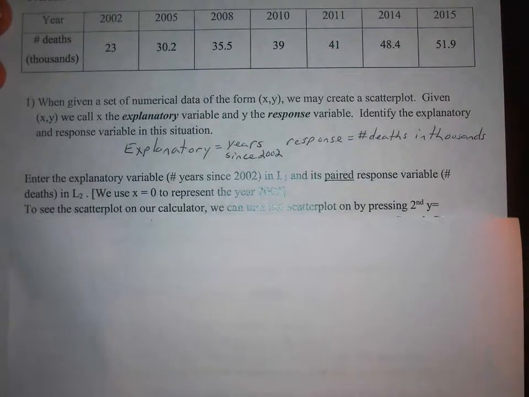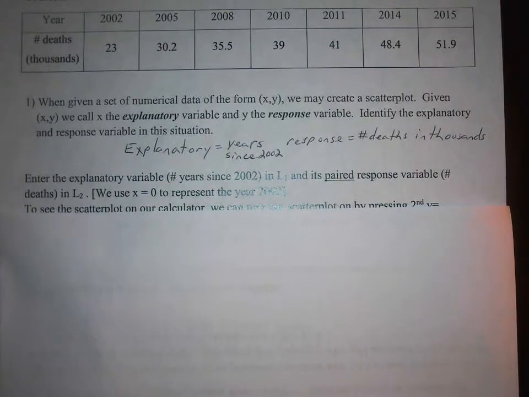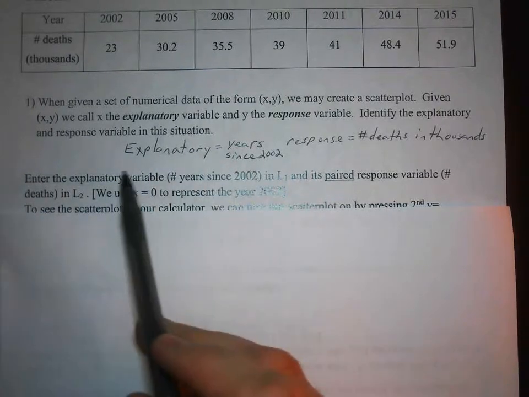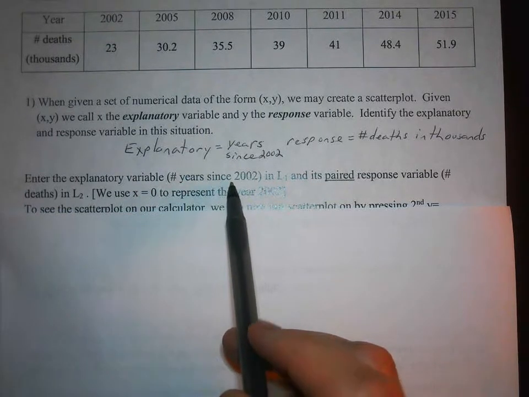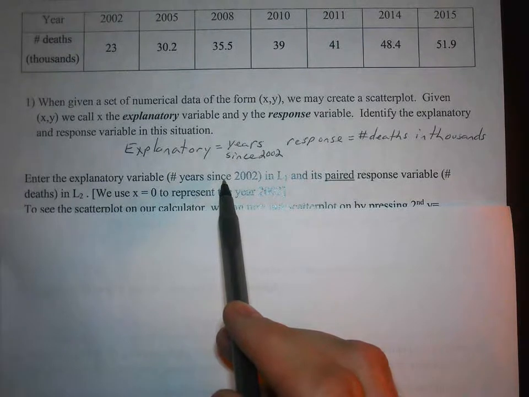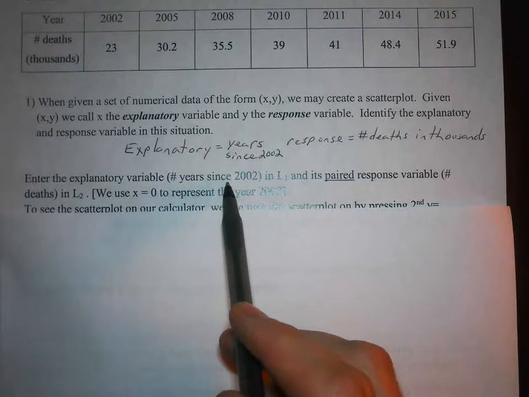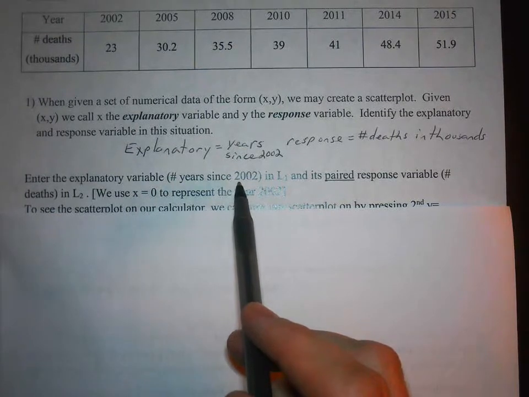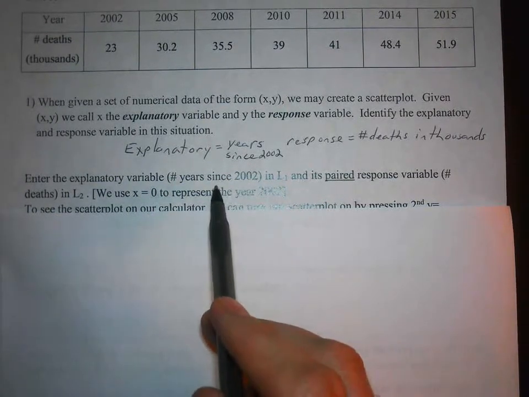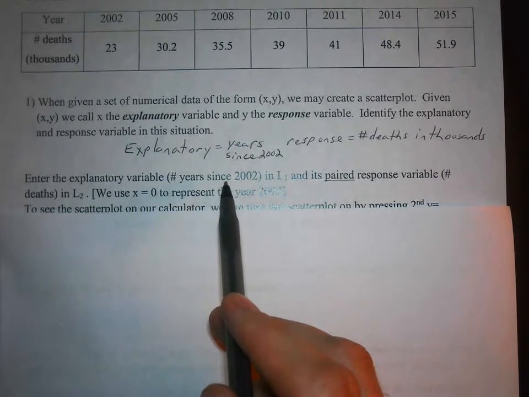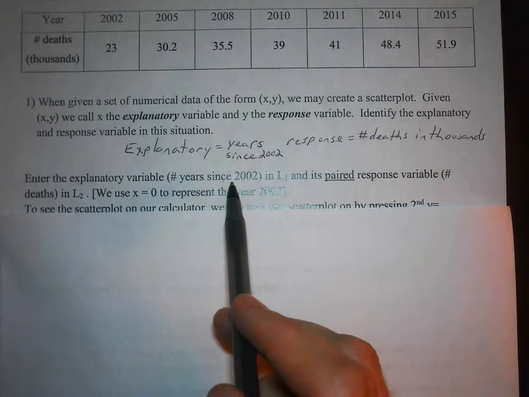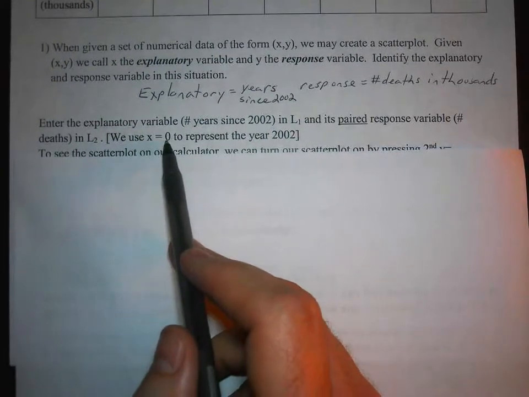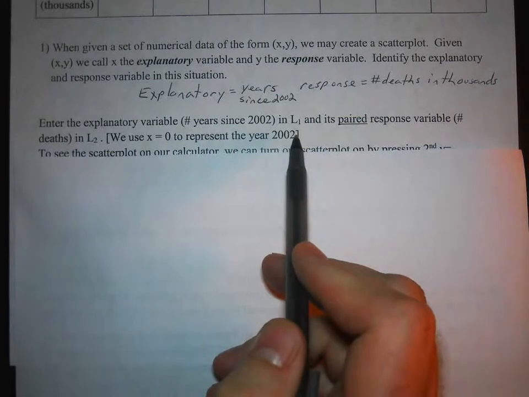Now, one of the reasons that I defined the explanatory variable to be the years since 2002, I go ahead and actually define it for you right here in the next part. But it's very common to define an X variable when it's years. It's very common to define that as the year since a certain year. What that allows you to do is put in much smaller numbers for the X values. So when we say that X is the number of years since 2002, that allows us to use X equals 0 representing the year 2002.